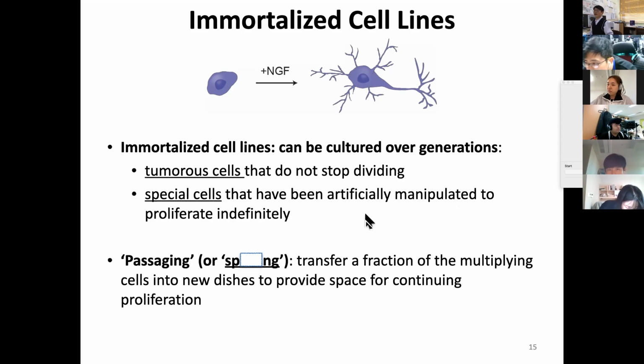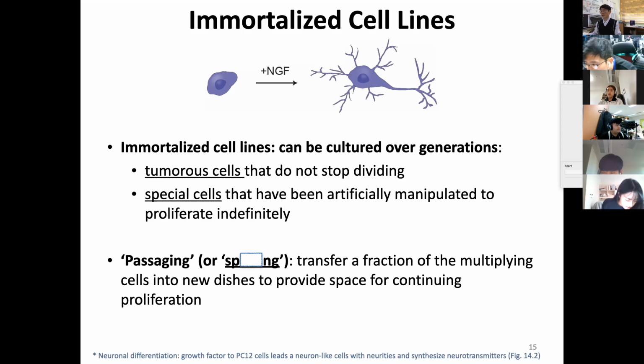You see here the term artificially manipulated, which means you have to be very careful to draw conclusions from this cell line experiment. It can give some insight, but do not trust that the conclusion will be applicable for any situation, okay? And for these cells, we transfer a fraction of multiplying cells into new dishes to provide space for continuing proliferation. I call it passaging, or another term, because we split the cells, splitting, okay?